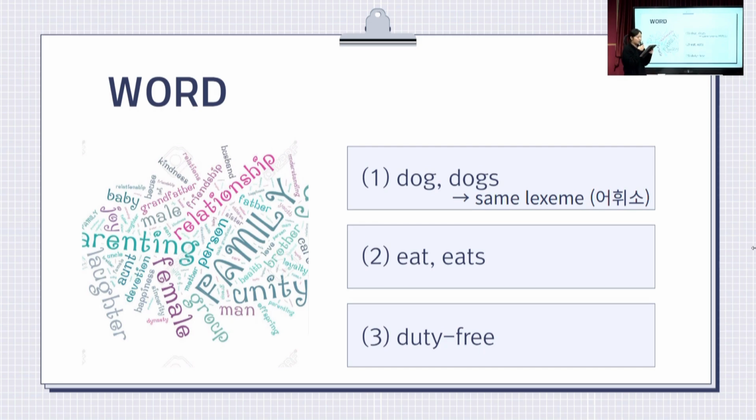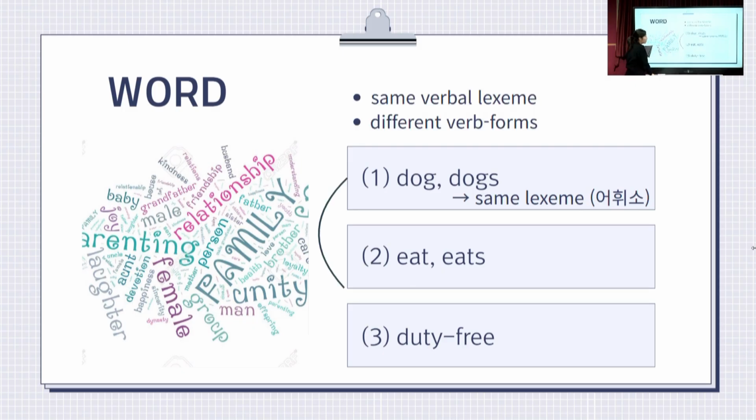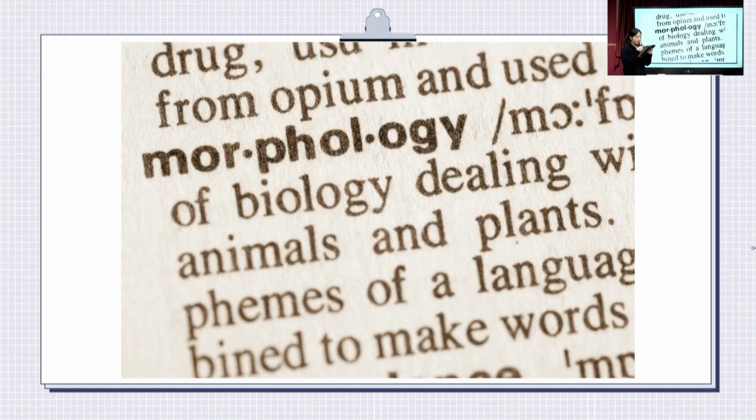The same applies to eat and eats. And what about duty-free? This expression is made of two words, duty and free, but since they are used together, for example in "duty-free shop," they can feel like a single word. These issues belong to morphology, the field that studies the internal structure of words.